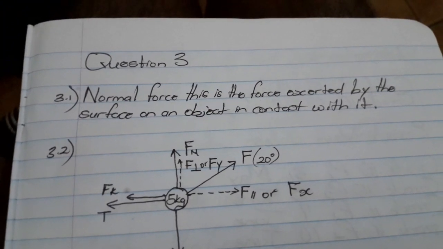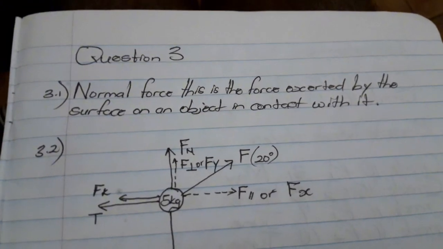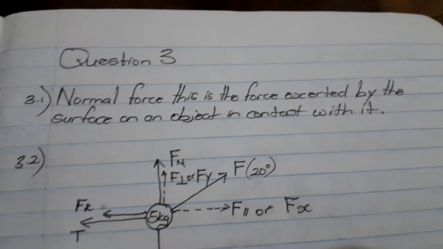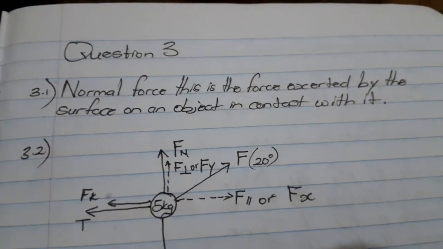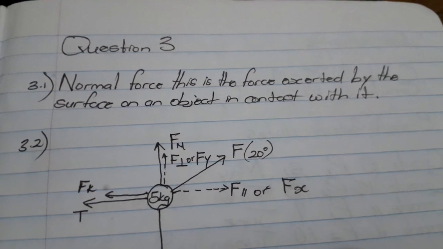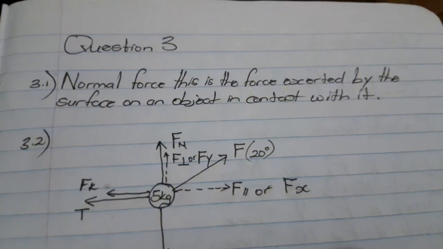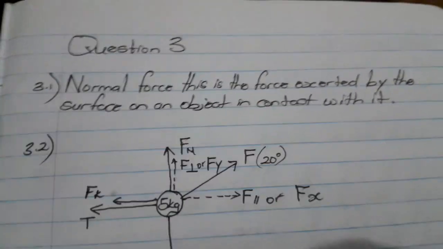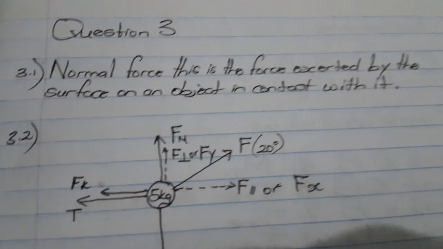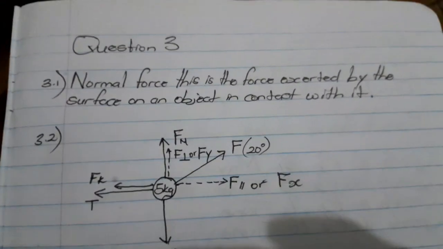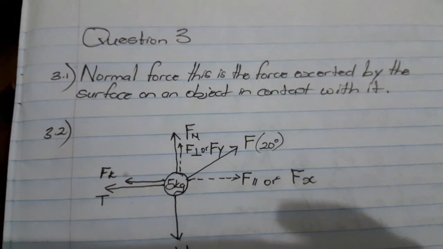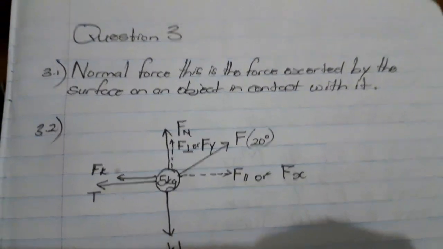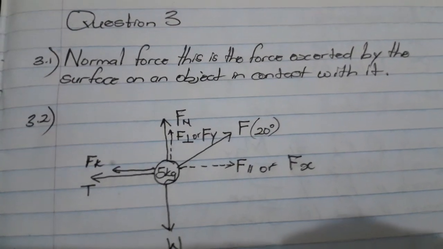The force exerted by the surface on an object that it's in contact with. Once an object is placed on top of a surface, that surface exerts a force on that object. That force it exerts on that object is called our normal force. So whenever there's an object on a surface, that surface exerts a normal force.